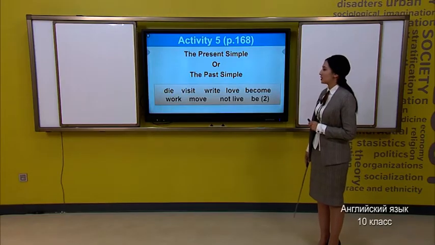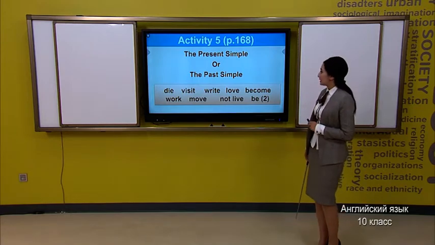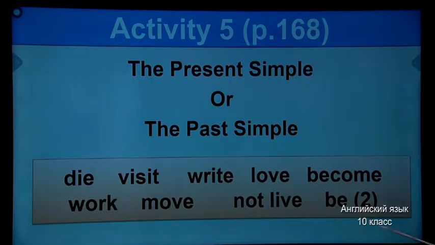Activity 5, on page 168. Here, you should fill in gaps by using the words in the box. The words: die, visit, write, love, become, work, move, not, leave, be. Here you can use be twice.